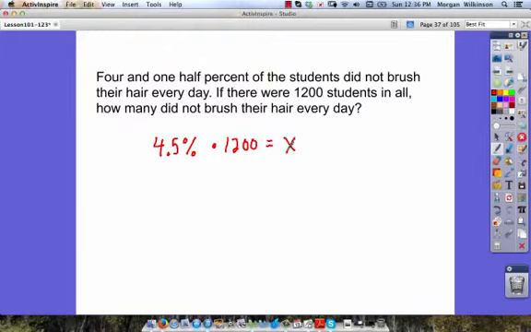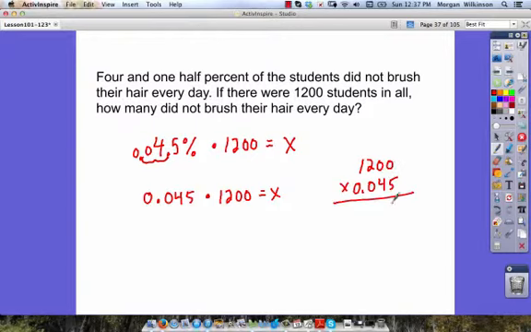We'll call that X. So 4.5%. Let's change that to a decimal. We move the decimal spot 2 to the left, 1, 2. So we get 0.045. 0.045 times 1,200 is equal to X. And now we can solve. Let's do the multiplication. We've got 1,200 times 0.045.